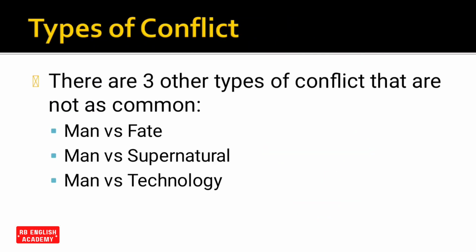And again, types of conflict. There are three other types of conflict that are not as common. Man vs fate. Okay, fate means his own. Man vs supernatural. Sometimes it will be like supernatural elements. Okay, beyond the nature. And man vs technology. It is almost like science, scientific things.